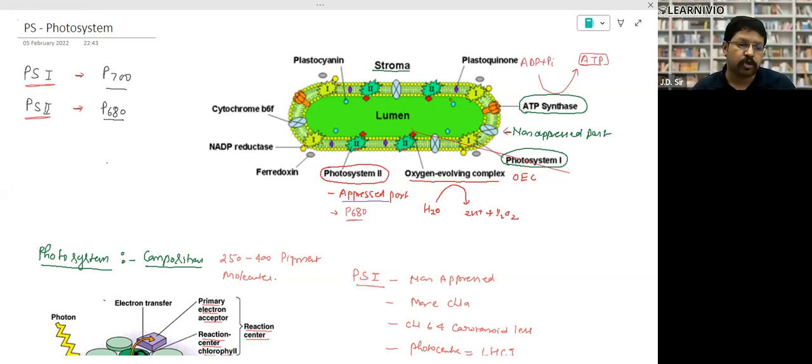So this is the structure of the thylakoid. Is that clear? Photosystem 1 is found just in the non-appress part. Clear? So evolution of oxygen, the breakage of water, takes place in the appress part.